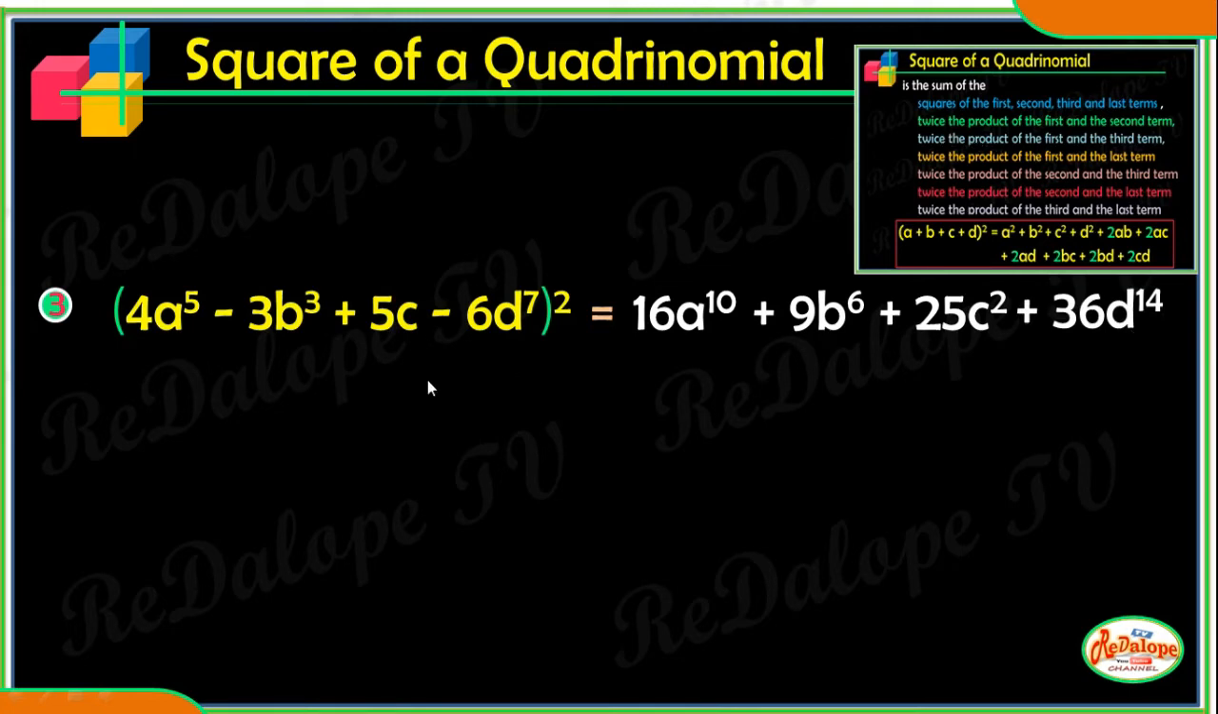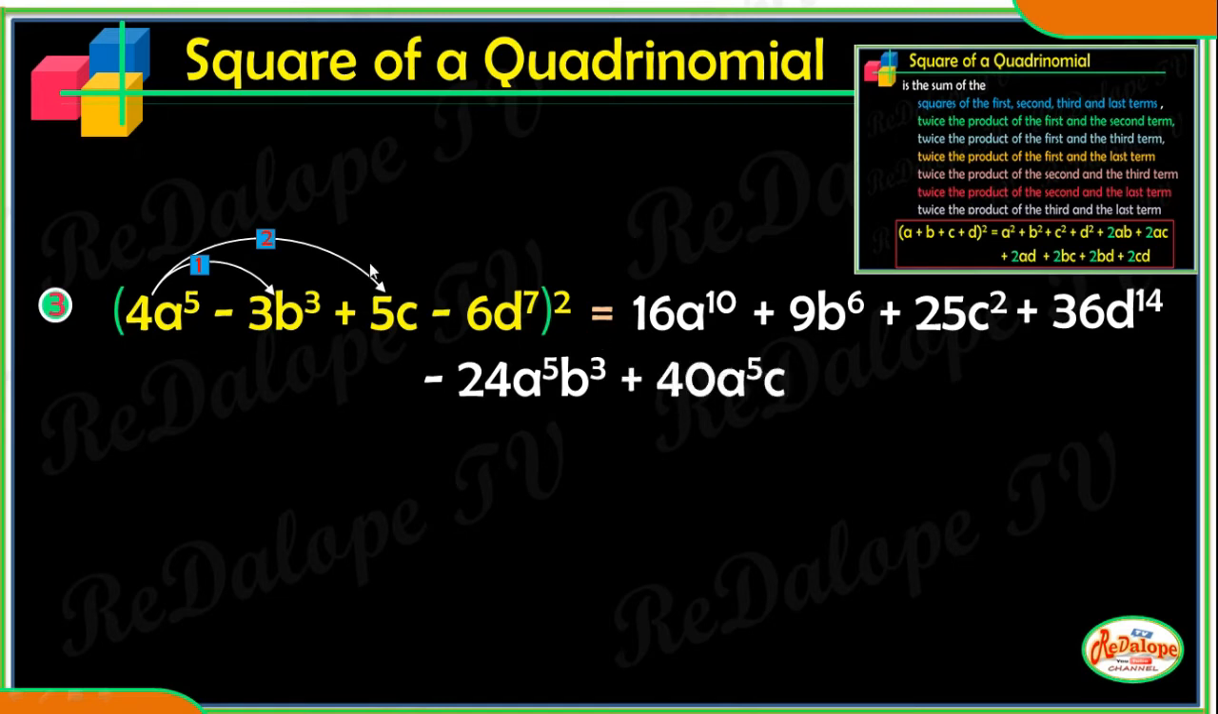Now to obtain the fifth term, we have twice the product of the first and the second term. So 4a^5 times negative 3b cubed, so that is negative 12a^5b cubed times 2, so that is negative 24a^5b cubed. Then 4a^5 times 5c, so that is 20a^5c times 2, so that is positive 40a^5c.